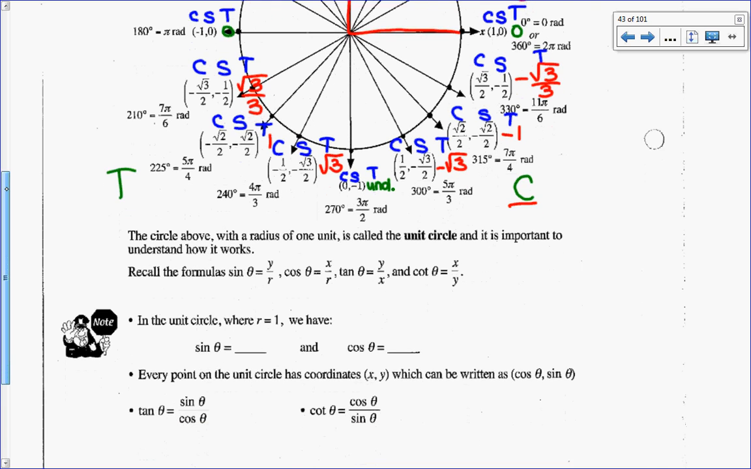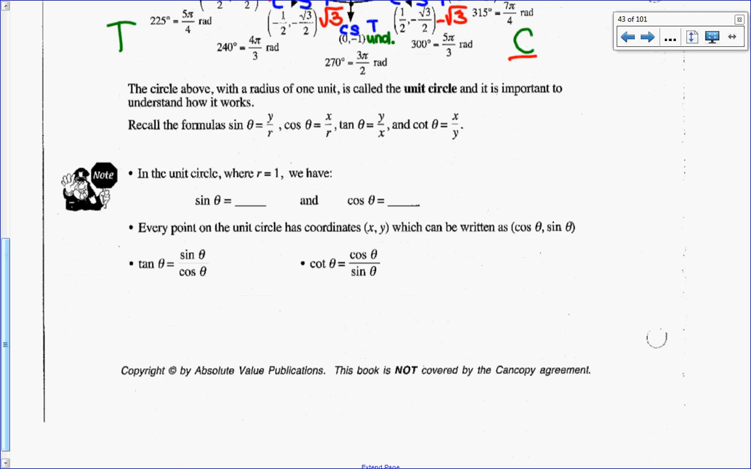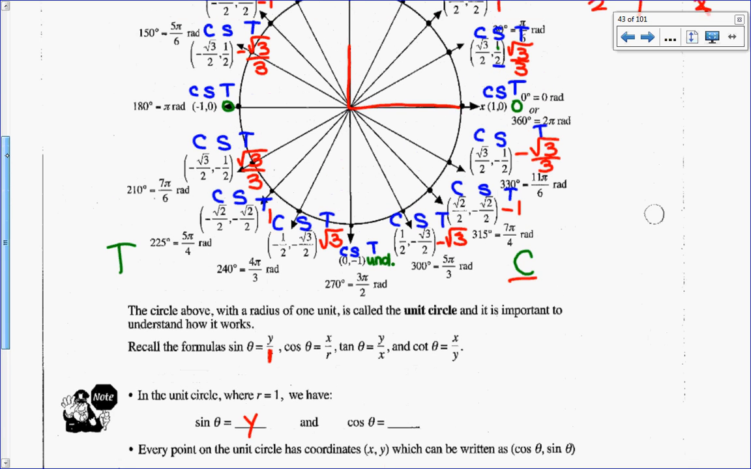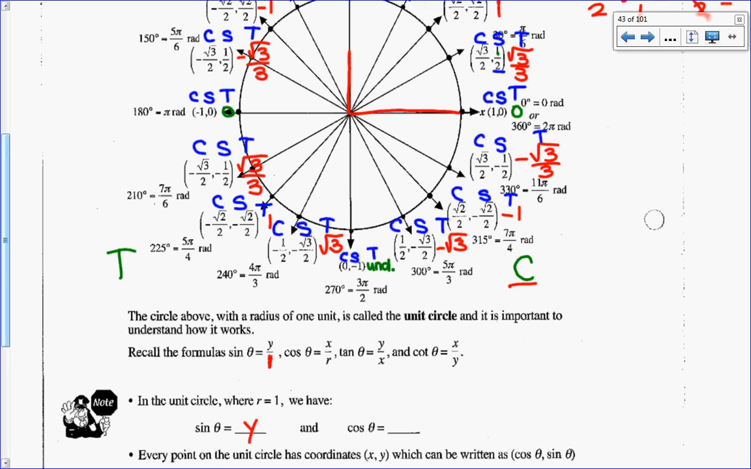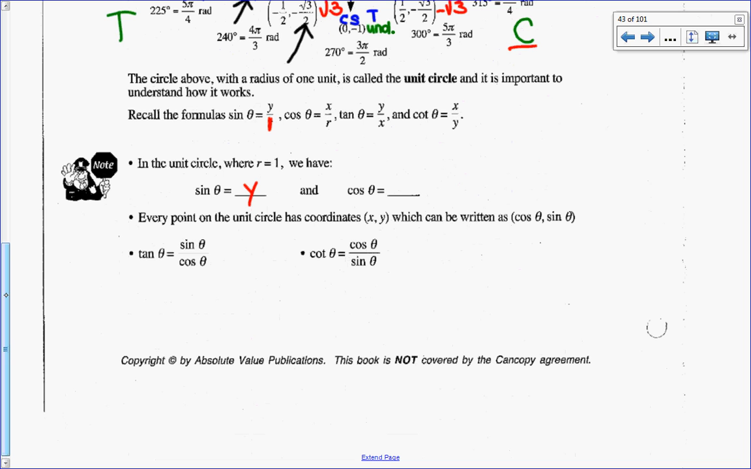Now I just want to show you at the bottom what the policeman is saying. In the unit circle, we know that our radius is 1. And so if our sine is y over r, and our r is actually 1, then really sine is y. That's why up here on the unit circle, our sine was our y coordinate in each of these ordered pairs. Sine is y when your radius is 1. Same thing with cos. If cos is x over r and our r is 1, then cos is equal to x.